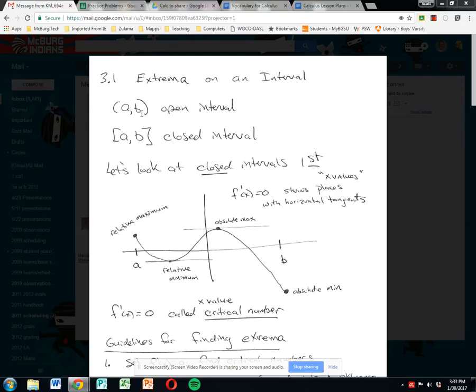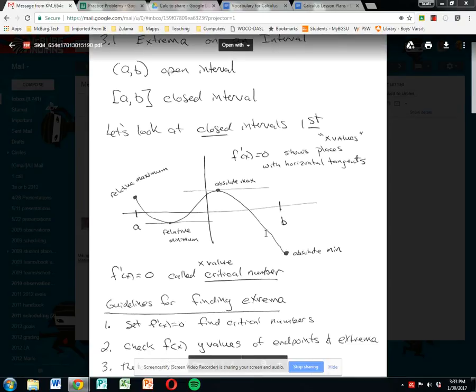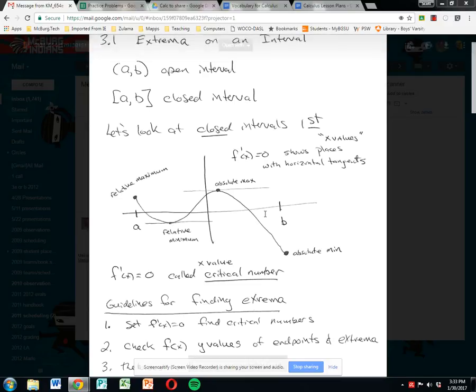Both of these A and B would represent X values. You would actually have to plug A and B and any points in between into the graph to find out what their Y values were. I've given you an idea of what a picture of this may look like here.